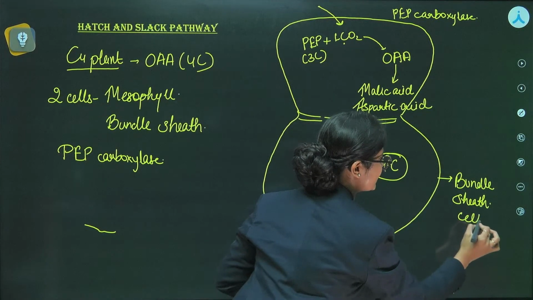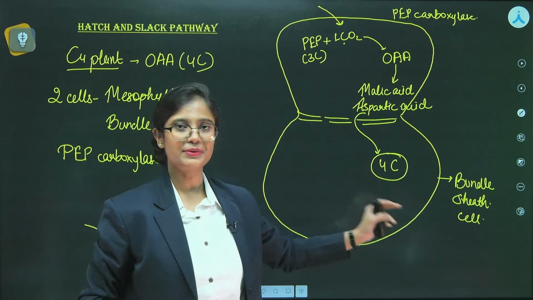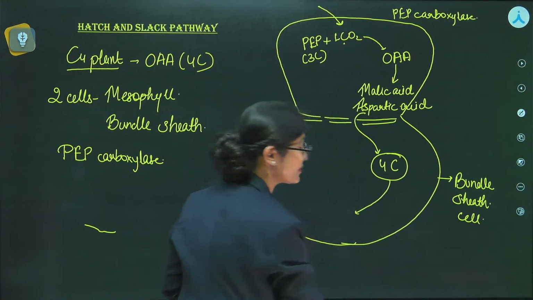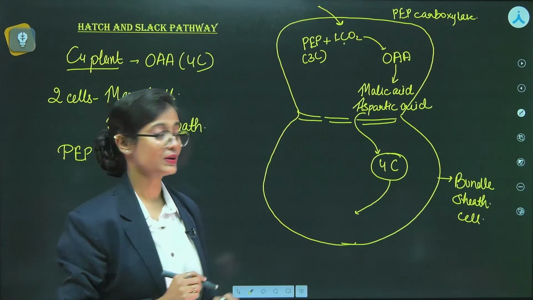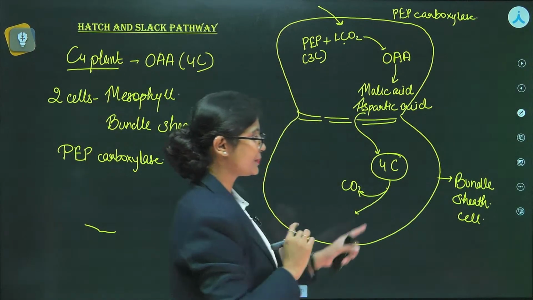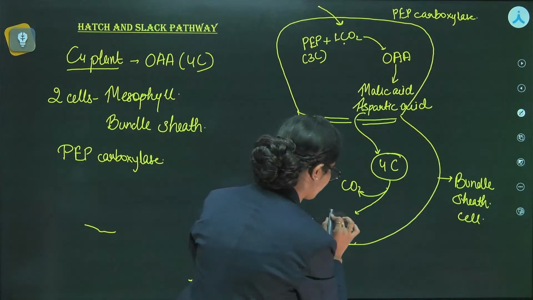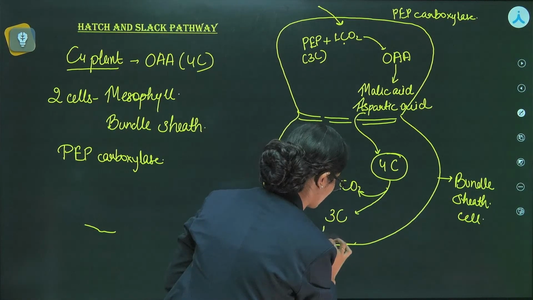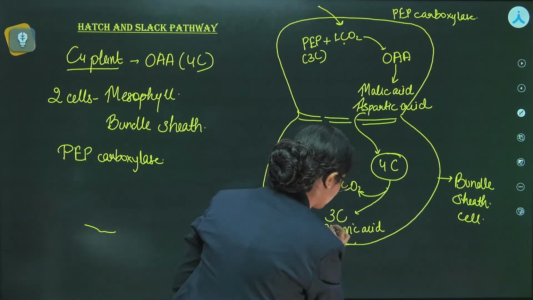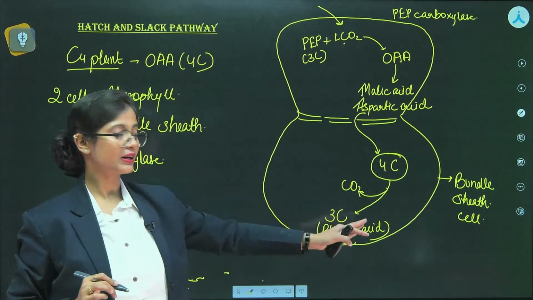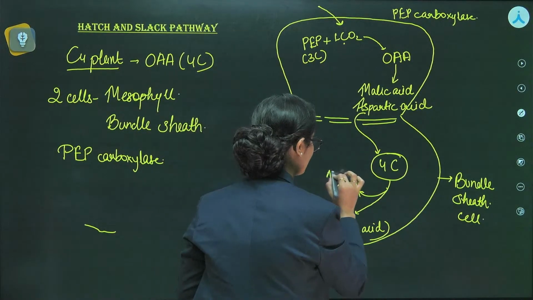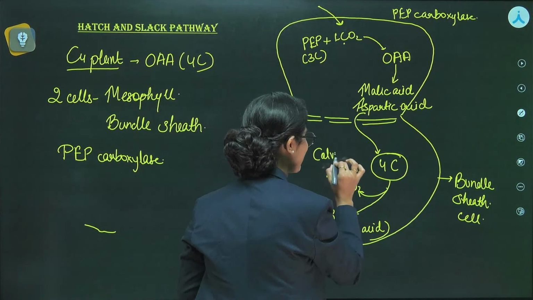This is our bundle sheath cell. Now here there is a 4 carbon compound. What will happen next? Now the process of decarboxylation will take place. What is decarboxylation? Removal of carbon dioxide. Here 1 carbon is lost, which means we are left with a 3 carbon compound, which is pyruvic acid. So decarboxylation has happened, the first compound formed is pyruvic acid, and this CO2 gets into the process known as the Calvin cycle.